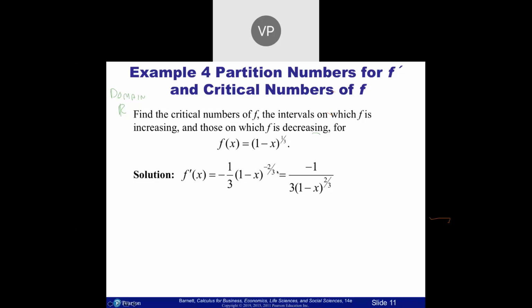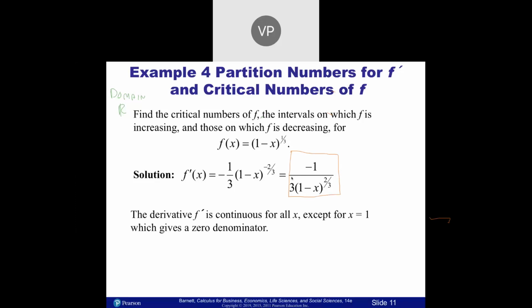So then they clean it up. They bring this down because a negative power means the same thing as putting it on the bottom. We get negative 1 over 3 parenthesis 1 minus x to the 2/3. This is our derivative right here. Okay, so I want to highlight this just so we're aware. That is my all-important derivative for our next couple steps.